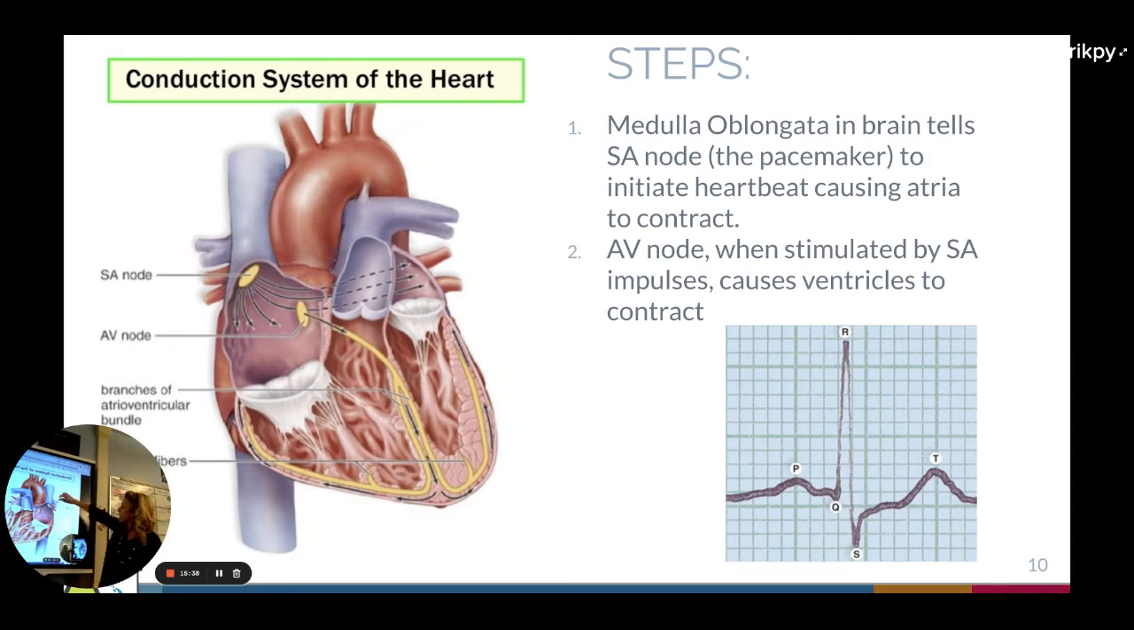I don't care. Okay, so the SA node is triggered by the medulla oblongata, but the SA node itself is what's called the pacemaker because it's telling your heart how fast to beat.